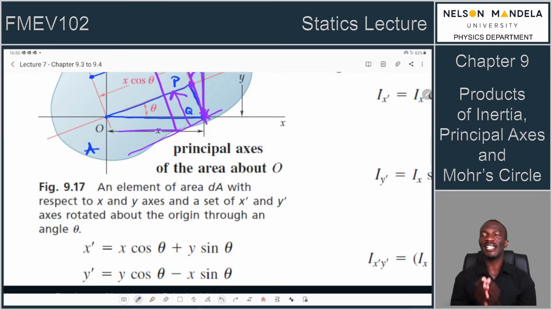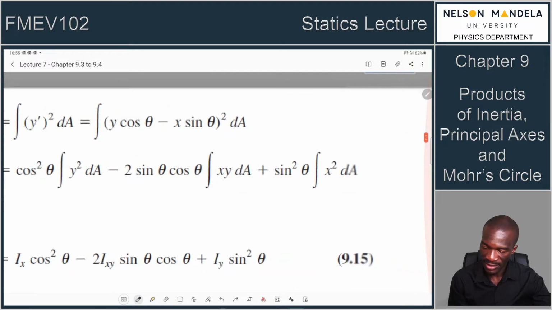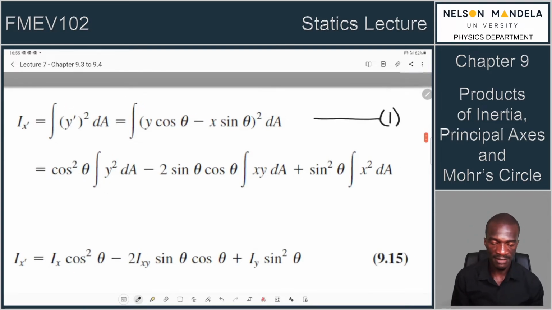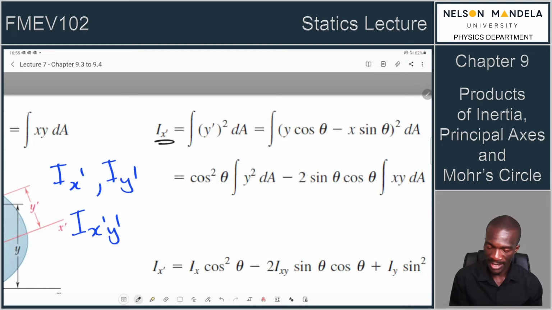So now we have fully found a conversion system. We can now relate the new axis to the original axis. That makes life easy for us. So if we have that, then why wait? Let's jump and calculate the products and the moments of inertia. In equation 1, what we are doing is plugging in the values to find Ix prime. Ix prime is the moment of inertia about the new x-axis, because that's what we want to find. So Ix prime is given by the integral of y prime squared dA.